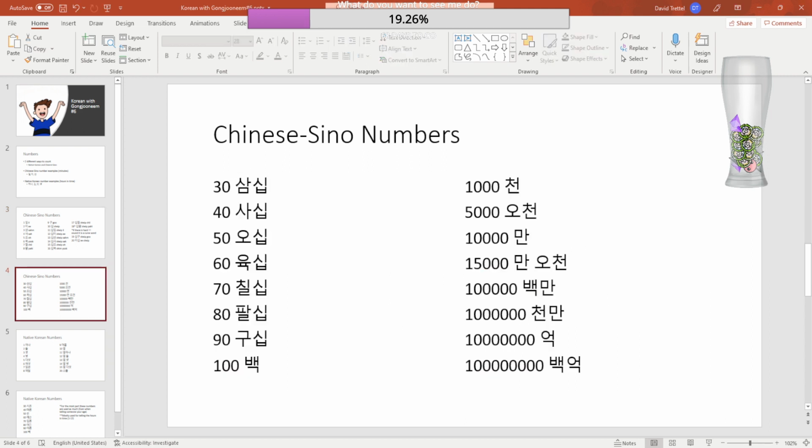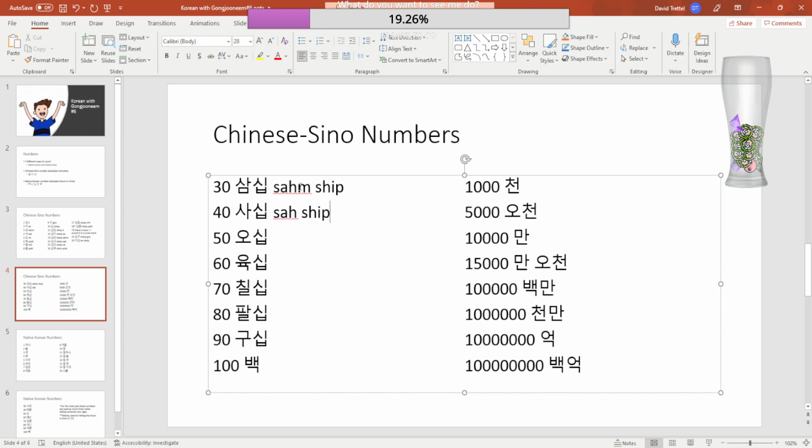So here we've got 30, 40, 50, 60, 70, 80, 90, and then we go into the bigger numbers. So again, we've got 30, 40, and actually it's not ship, but ship, 50, 60, yeah, 70, 80, 90, and then the hard ones now for peck. So you'd be very tempted to say bag, but it's like peck.